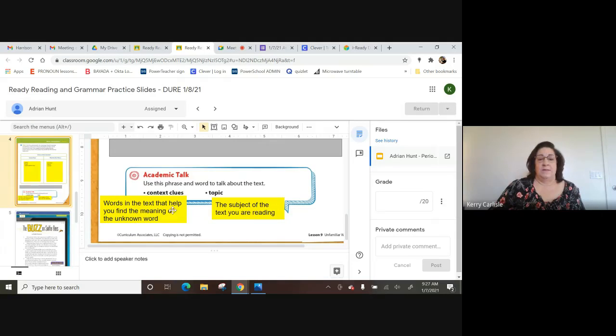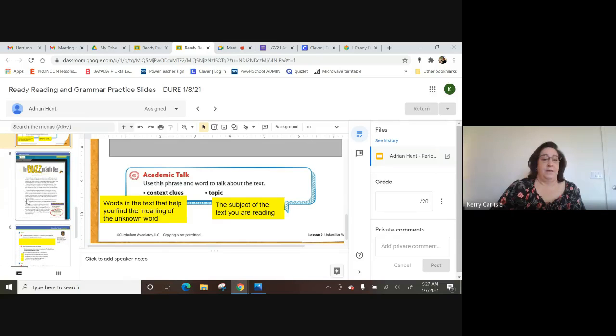Don't forget, guys, the terms that we're going to need to know. Context clues are words that help you find and know the meaning of a word. And the topic is the subject of the text you're reading. These are definitions, things you might see on your test.